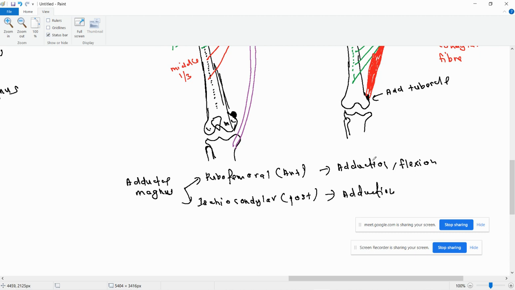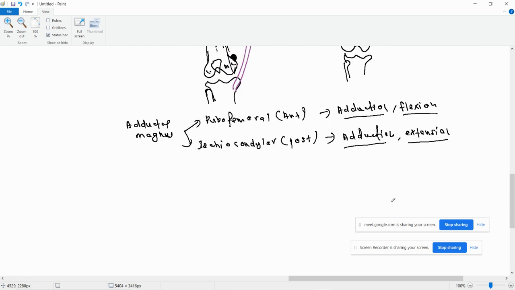Whereas the ischiocondylar part posteriorly, again the prime mover will be adduction, but since this part is more posterior, as you know, when a muscle is located posteriorly, absolutely it can assist in terms of hip extension. But the prime mover is adduction, and these are the assistant movements only, okay, for your adductor magnus, class.